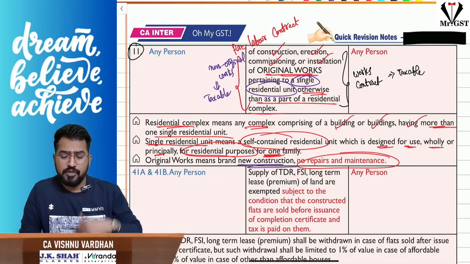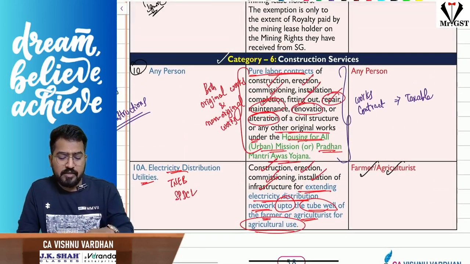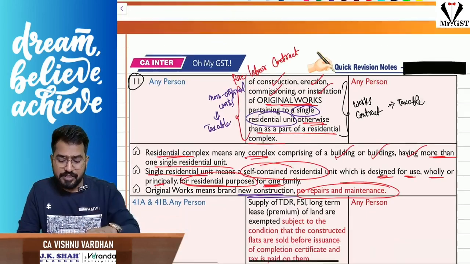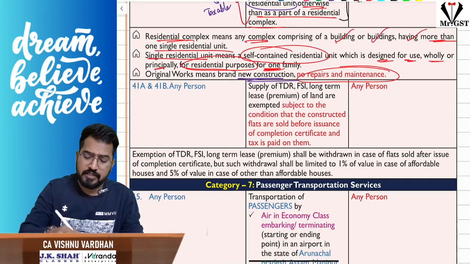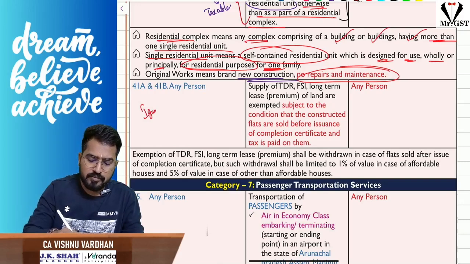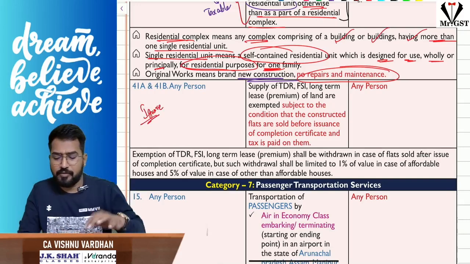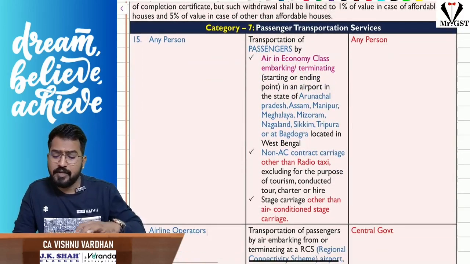Shall we continue? So that is what we have with respect to these three, 10, 10A and 11, the construction category. You can just ignore this for your exam, don't worry about it. Next, we are done with category number 6.